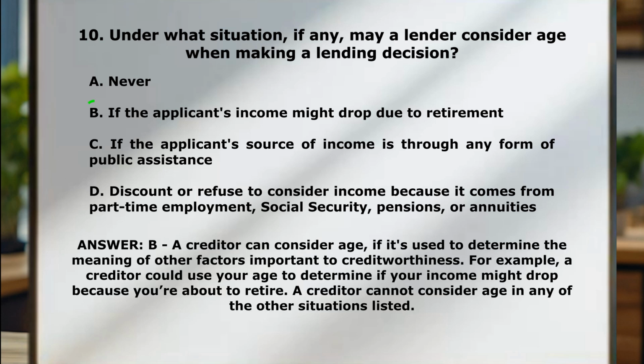The answer is B. A creditor can consider age if it's used to determine the meaning of other factors important to credit worthiness. For example, a creditor could use your age to determine if your income might drop because you're about to retire. A creditor cannot consider age in any of the other situations listed. From a lending perspective, they just want to make sure that your income and your ability to repay the loan is still sufficient. So in this specific example, it does make sense that if someone is going to retire and their income drops, they would take that into consideration.